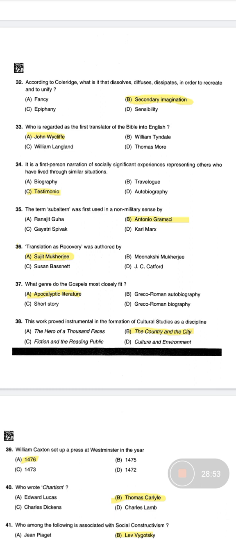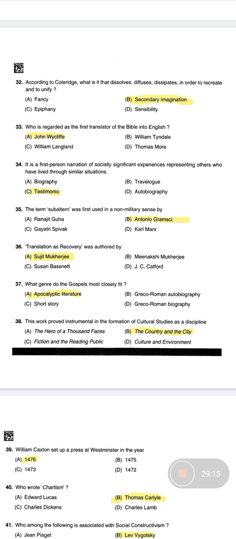Okay, this question is very important. It can repeat in other SET exams also, in NET also. Again we will go through the question. It is a first-person narration of socially significant experience representing others who have lived through a similar situation. Testimonial is the right answer.